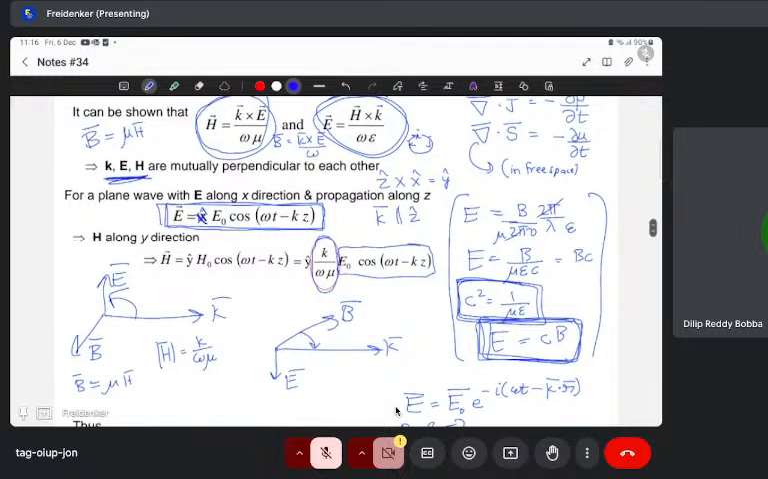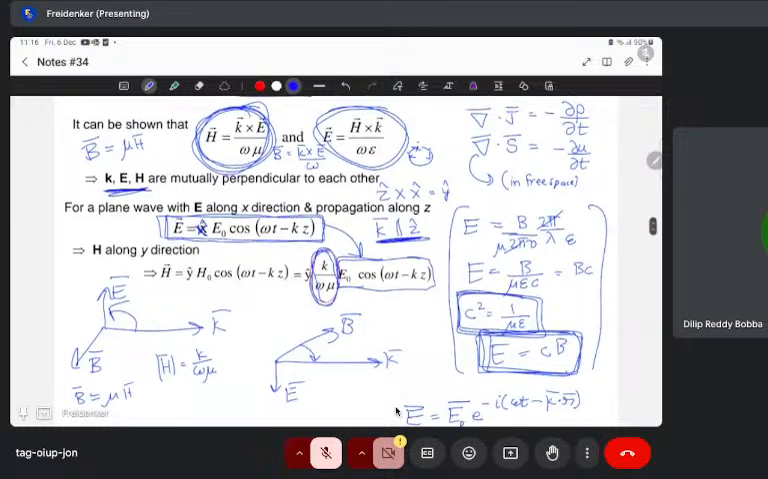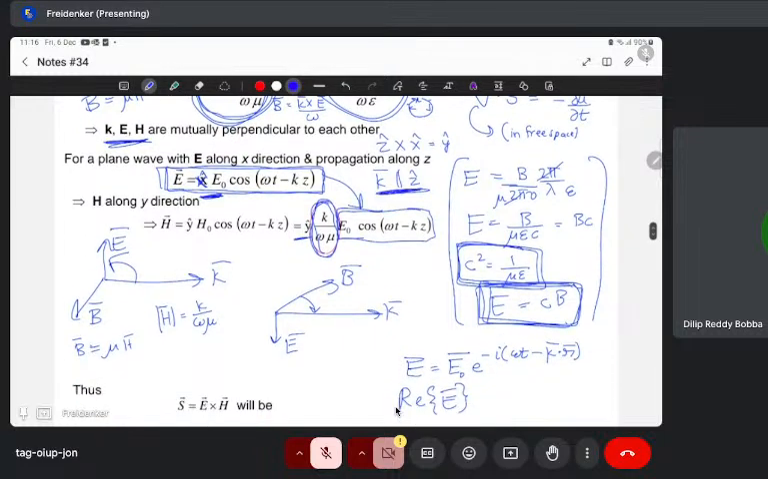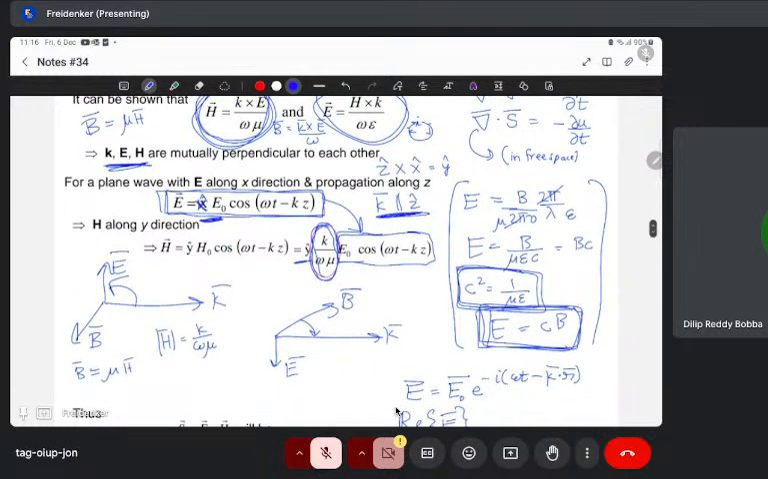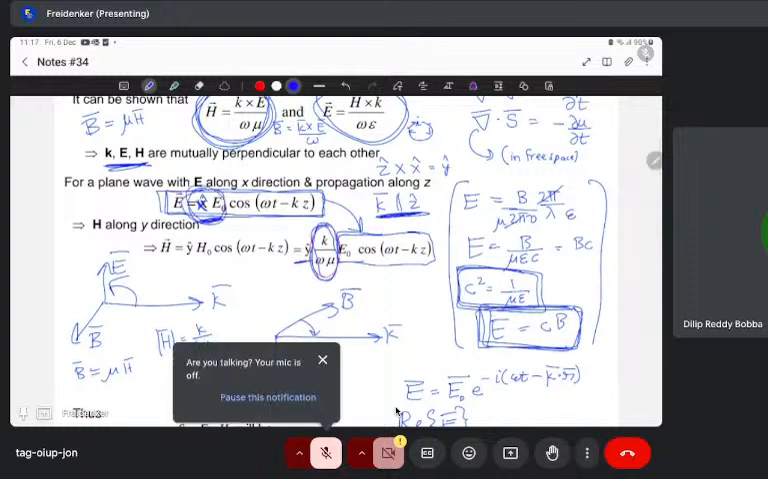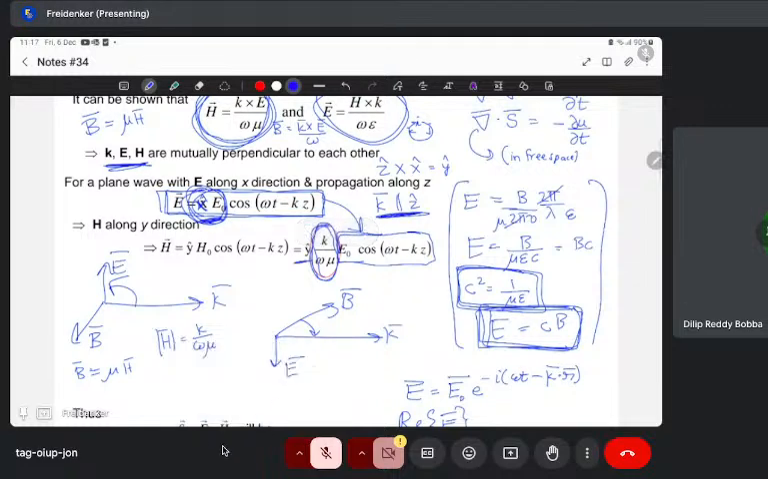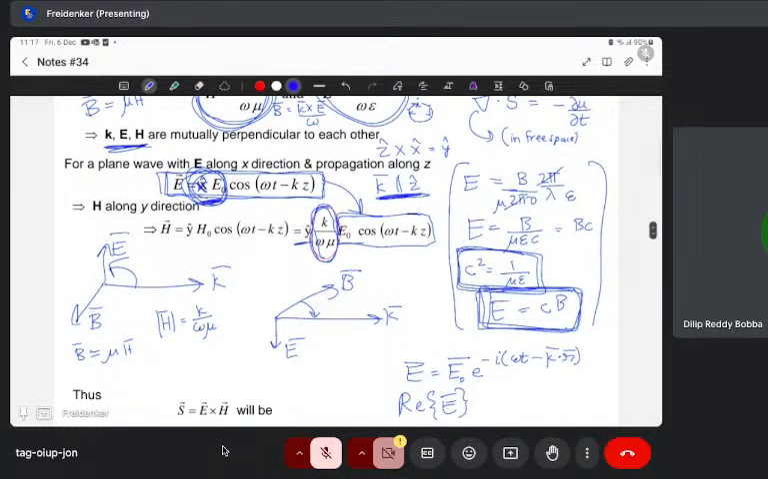If you're using this one, magnitude is nothing but k by omega mu. E is there, so you write E as it is. But direction will be given by the vector, k bar cross E bar. K bar is along z cap, and E bar is along x cap. Its cross product is y cap. So H also we will now be able to write. And this is still in one dimension. I mean, x cap could be some other vector. You can have some 5x cap plus 3y cap or whatever.